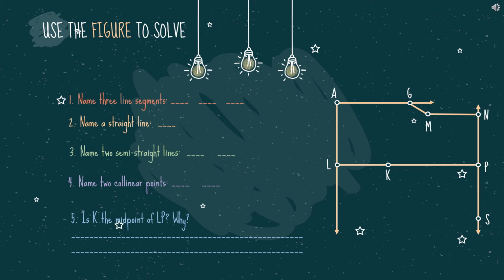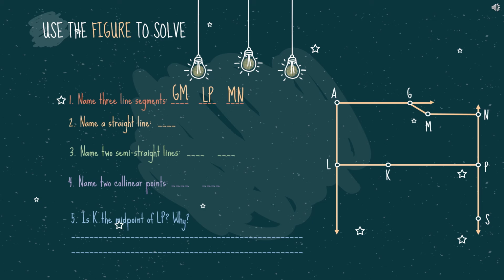Name 3 line segments. Remember, grade 3, that a line segment needs to have a point on either side, no arrows, because we are only talking about a piece of the line. So in the figure, we can see that line GM is a segment, line LP is a segment, and line MN is a segment. Question number 2.